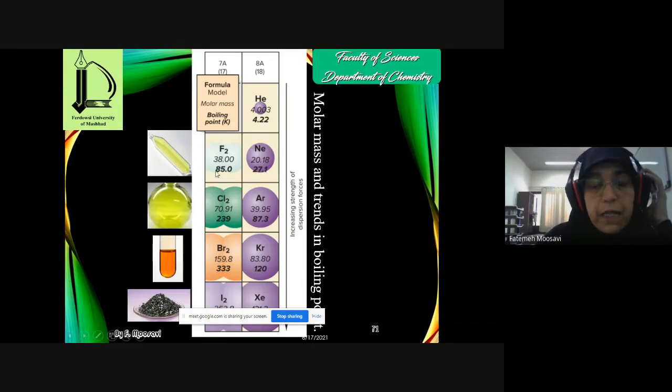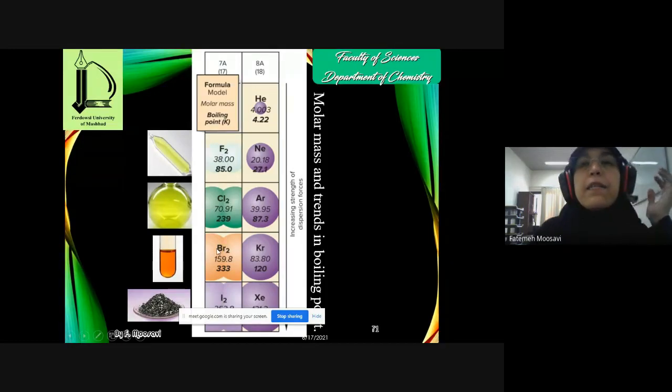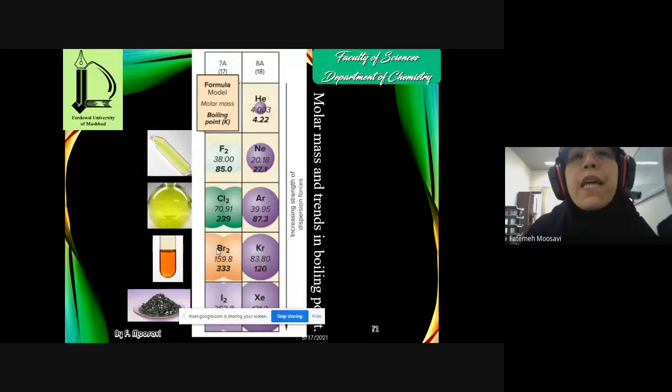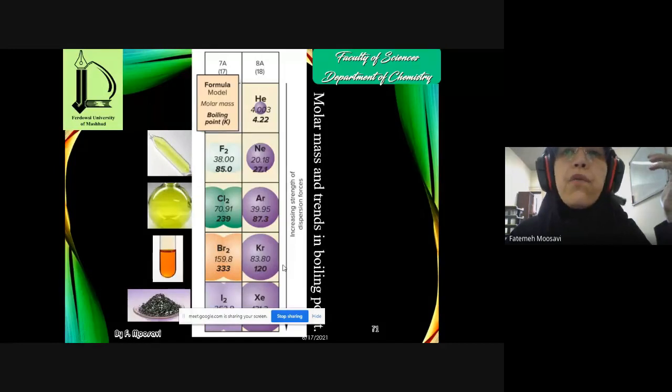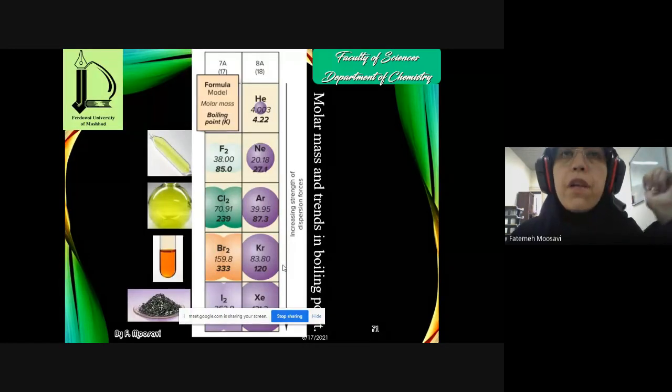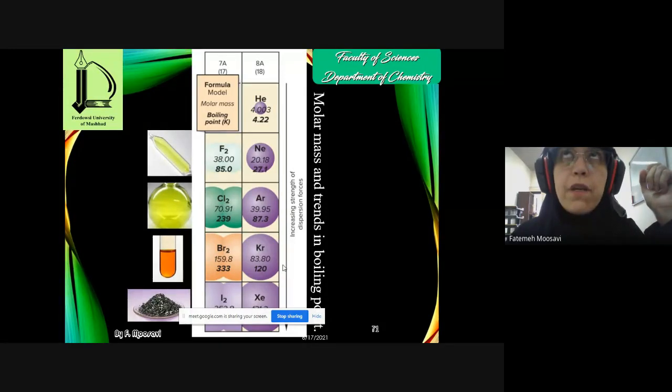Going down, we see that the number of electrons increases, so the interactions between the molecules increase, which means that London interactions increase on going down the group. The same is observed in the case of noble gas monatomics. From helium to xenon, we see that the boiling point increases from 4.22 to 165. The increase in the strength of London force is observed when atoms have a higher number of electrons.